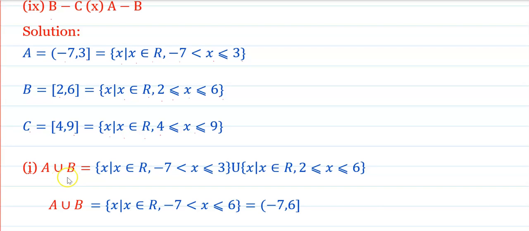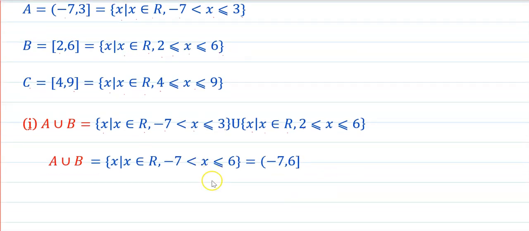Okay, first A union B. The union of x such that x belongs to the set of real numbers, x lies between minus 7 and 3, equal to 3 also, union x such that x belongs to the set of real numbers and x lies between 2 and 6, equal to 2 and equal to 6 also. Here we first write A union B, which is equal to, here we can combine, that is minus 7 to 3. And here is 2 to 6.